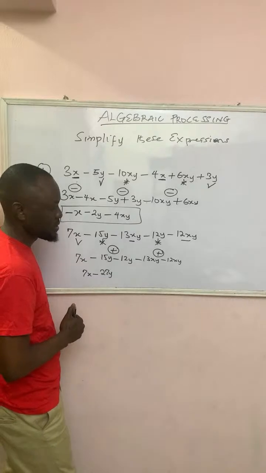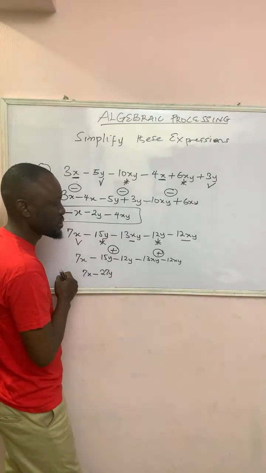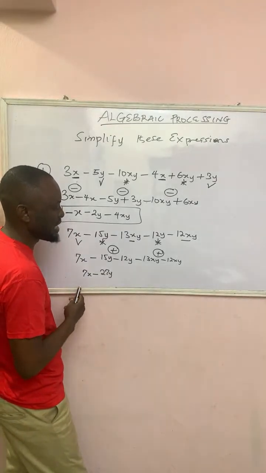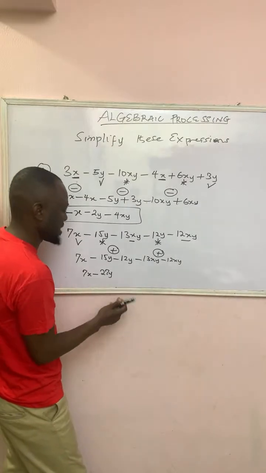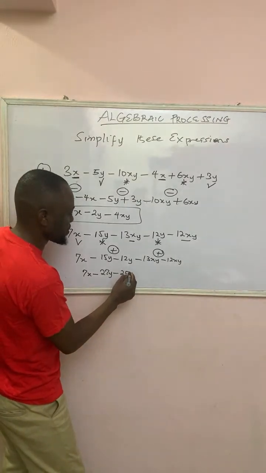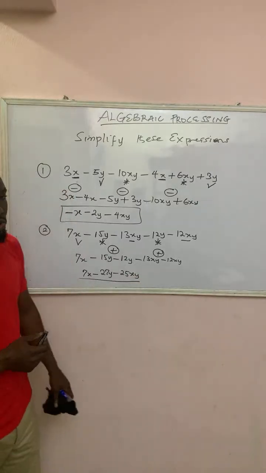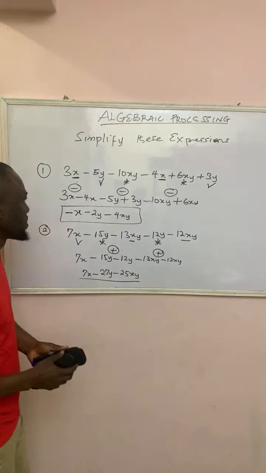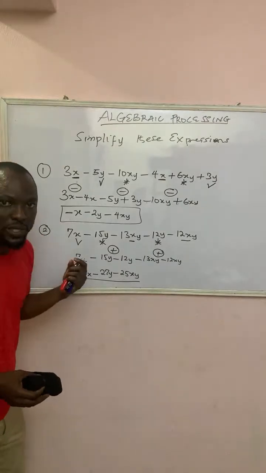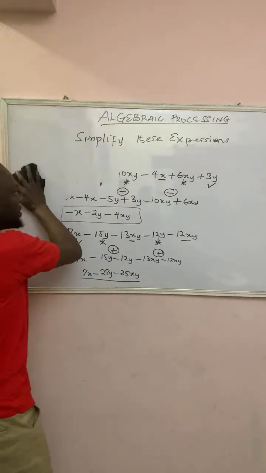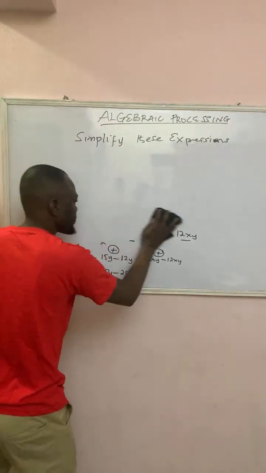13xy plus 12xy will give me 25xy. Then I'll attach the sign of the bigger number to the result. So I have 25xy. So that is how to solve that. So you can copy that quickly and let's move. Let's move very fast.